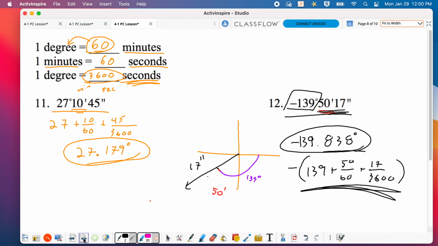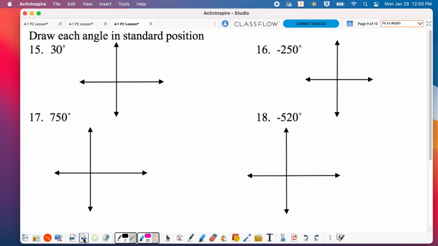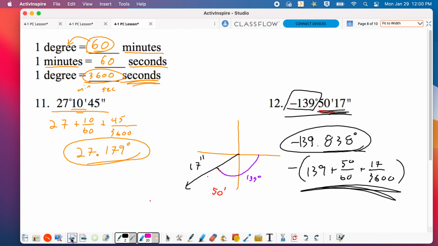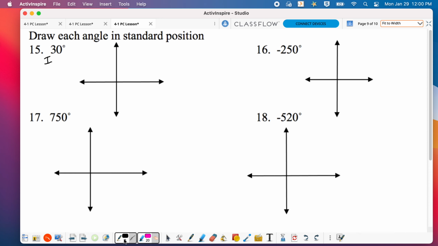All right, last idea. We got 6 problems. We're going to graph each of these in standard position. I'm not going to measure, but you need to be close. You need to be in the same general area. So what I'm going to ask you to do is draw a 30-degree angle. First thing we're going to recognize is this 30-degree angle needs to be in the first quadrant because it's between 0 and 90 degrees. 30 degrees is 1/3 of my 90. If this is 90 and I want 30, that's 1/3 of what I have.